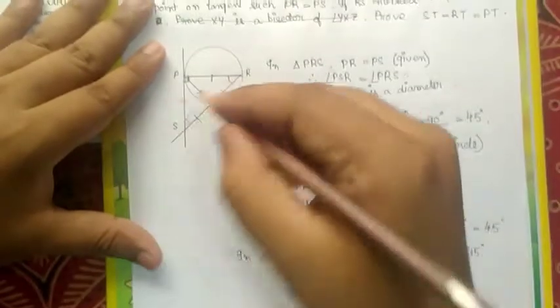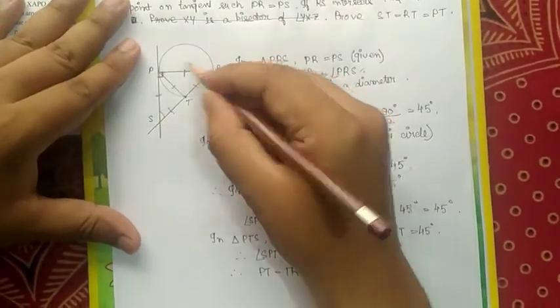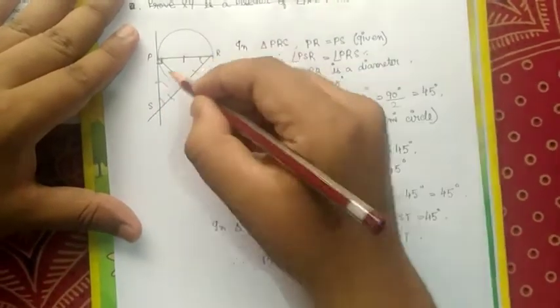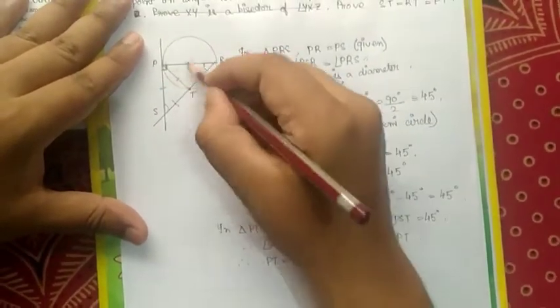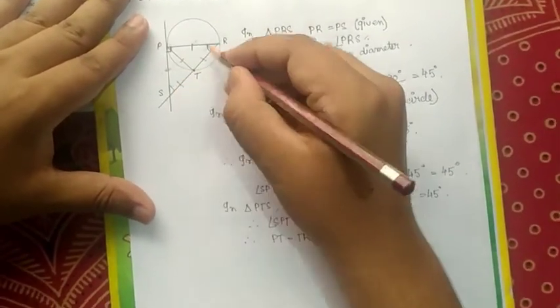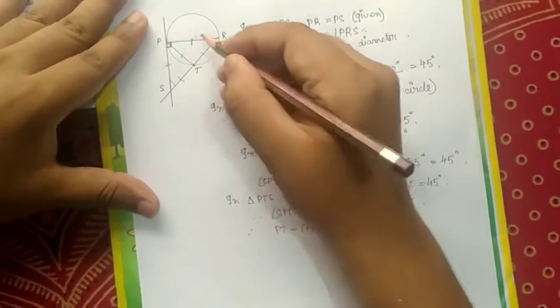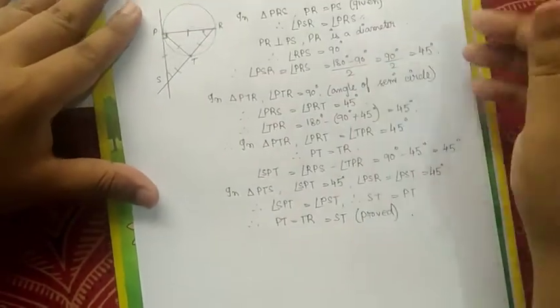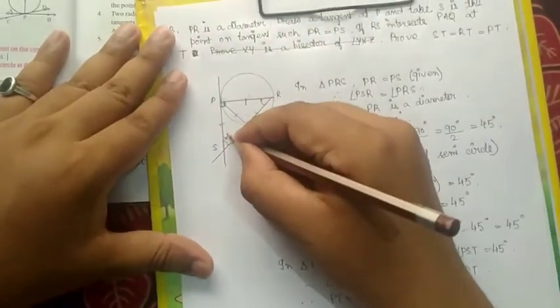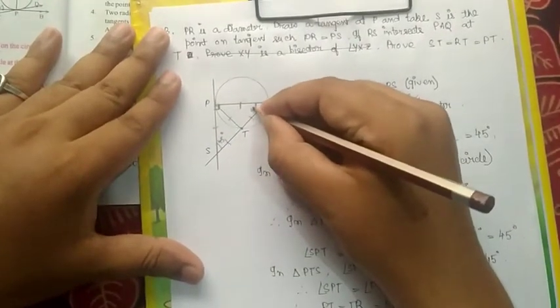So if this angle is 90 degree and in this triangle PRS, opposite two angles both are equal due to equal of that sides. So therefore these two angles is equal to 45 degree plus 45 degree. So 45 degree plus 45 degree plus 90 degree, 180 degree. So here we find that this angle is 45 degree, this angle is 45 degree.